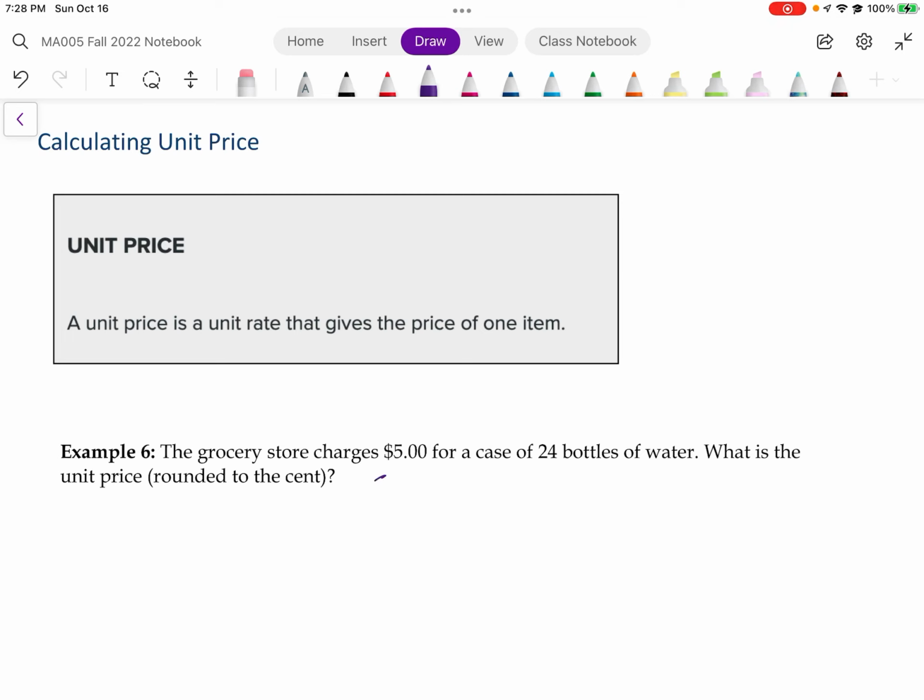So your unit price is going to be money per item, right? So that means dollars on the top and items on the bottom. That's pretty important to remember. So the price of one item, or the price per one item. Price goes on top, $5 per 24 bottles. Use the units, don't leave those out, because it's going to be your key to figuring these out.